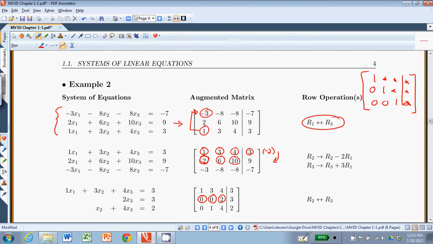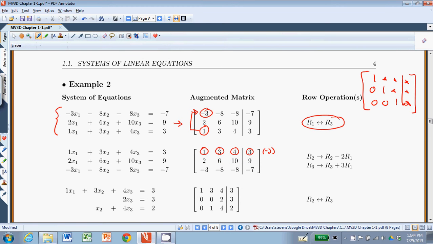3 times -2 is -6. When I add that to 9, I get 3. So it changes the entire row, not just that first term. But I did get my 0 where I wanted it. All right? And so now, I'm going to go back.